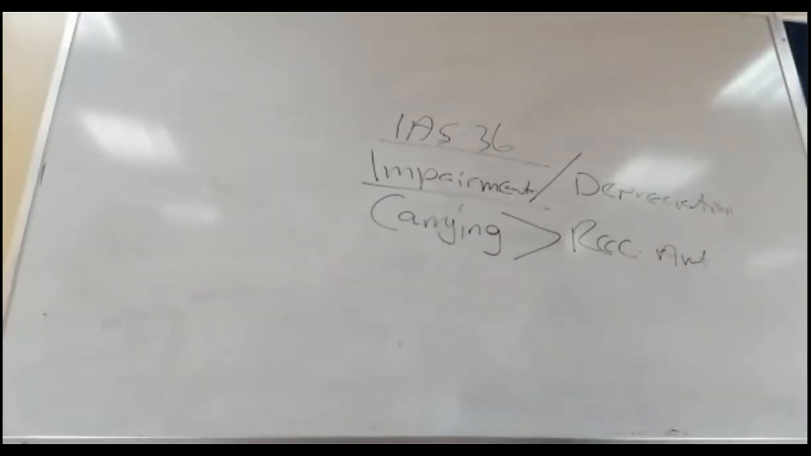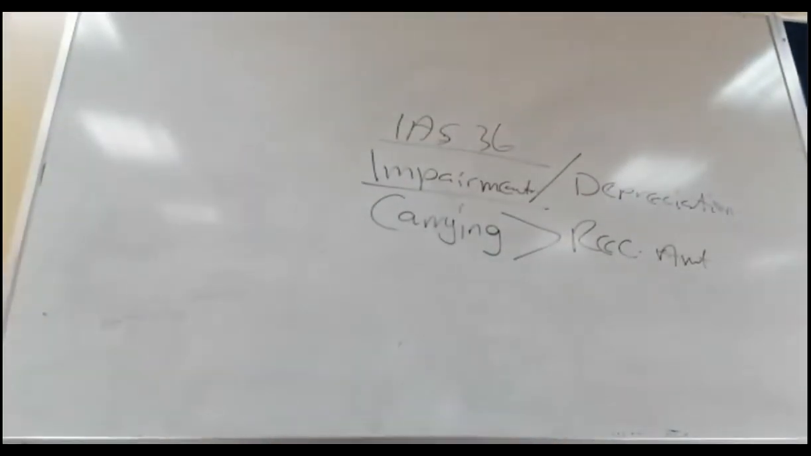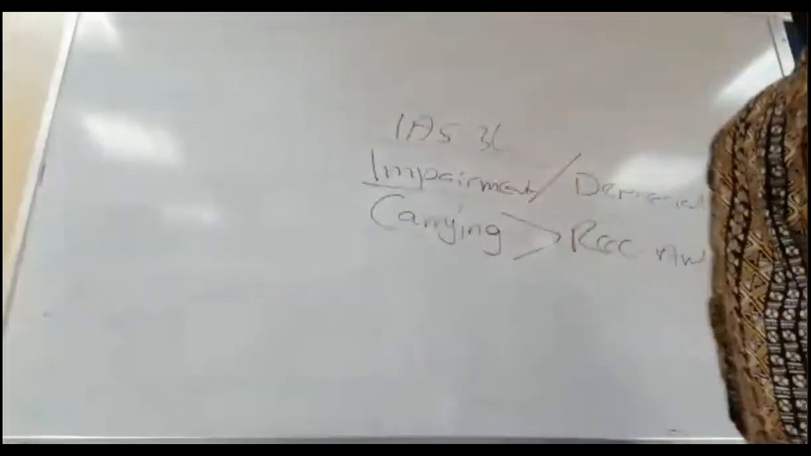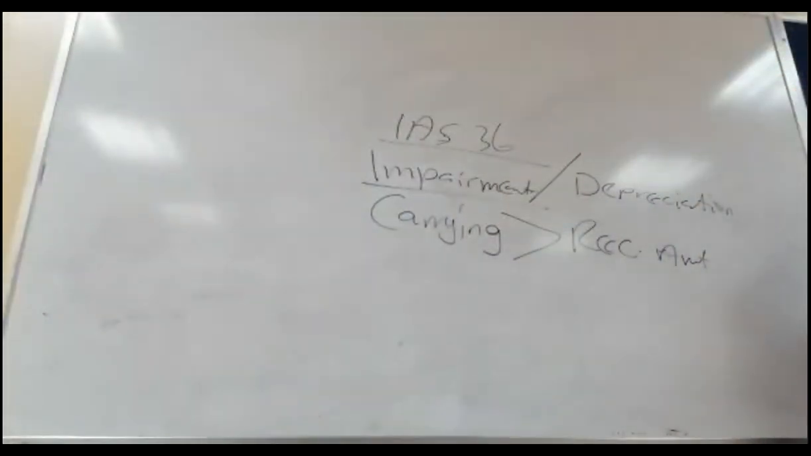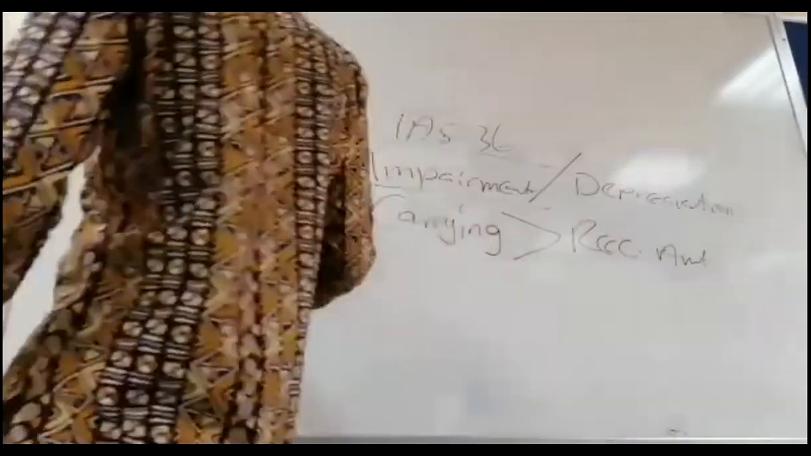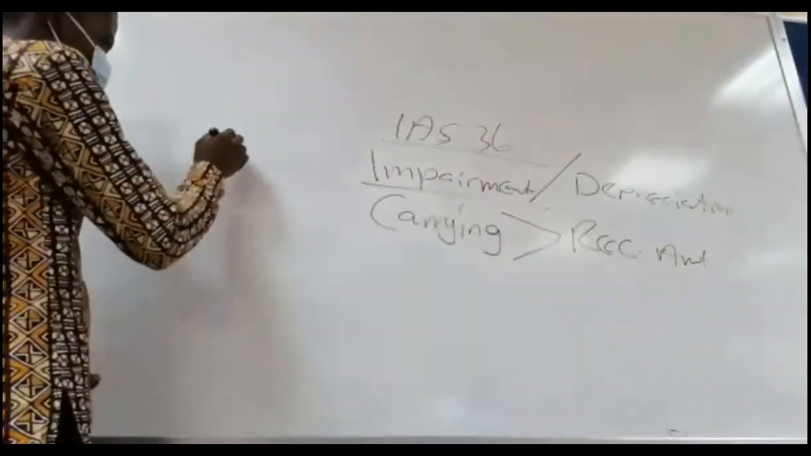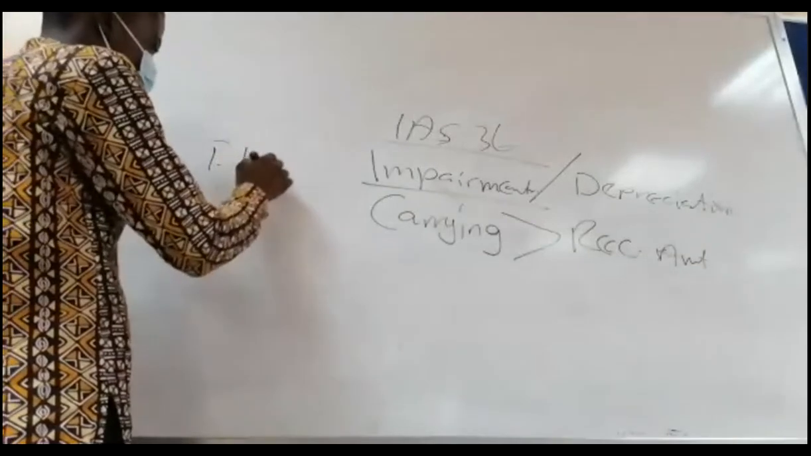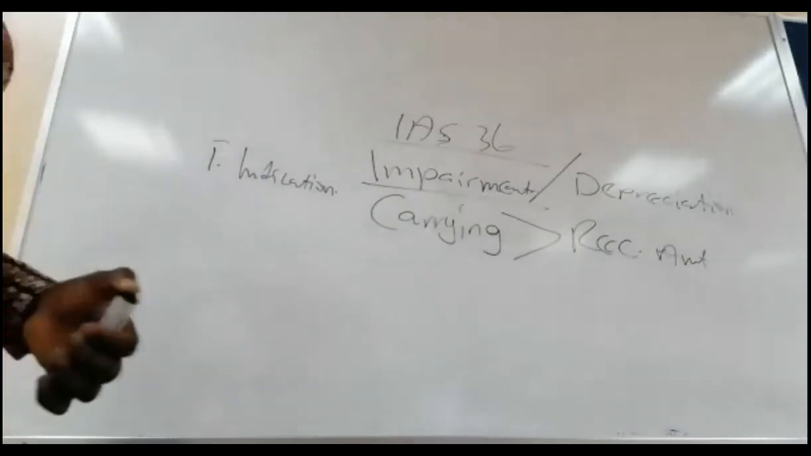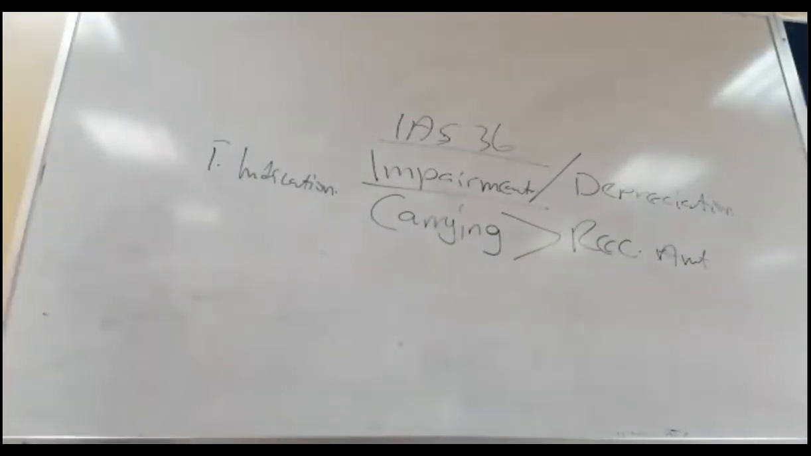So we have the steps. First, there must be an indication. Two, you calculate the carrying amount, and three, the recoverable amount. And finally, you calculate the impairment loss. So these are the steps. Step one, there must be an indication. Something must suggest that this asset might have been impaired. So those are the steps in impairment.